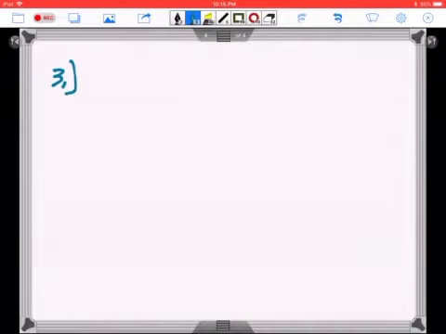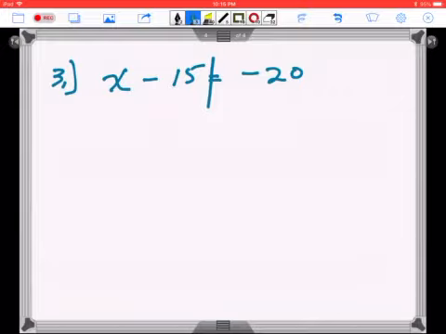Okay, here's number 3. We've got x minus 15 equals negative 20. So the x is over here on the left, and we have a negative 15. So that's like having 15 little red tiles over here with it. We need to get rid of those 15 little red tiles. How are we going to do that? We're going to form a 0 pair with it. So we're going to need 15 positive little blue tiles. So let's put positive 15 on this side. We're going to put the same thing on the other side, positive 15.